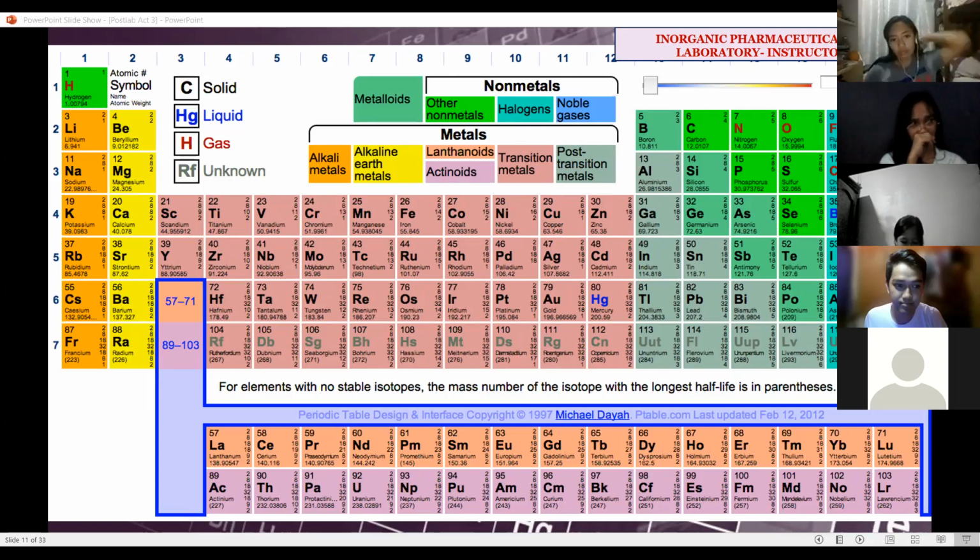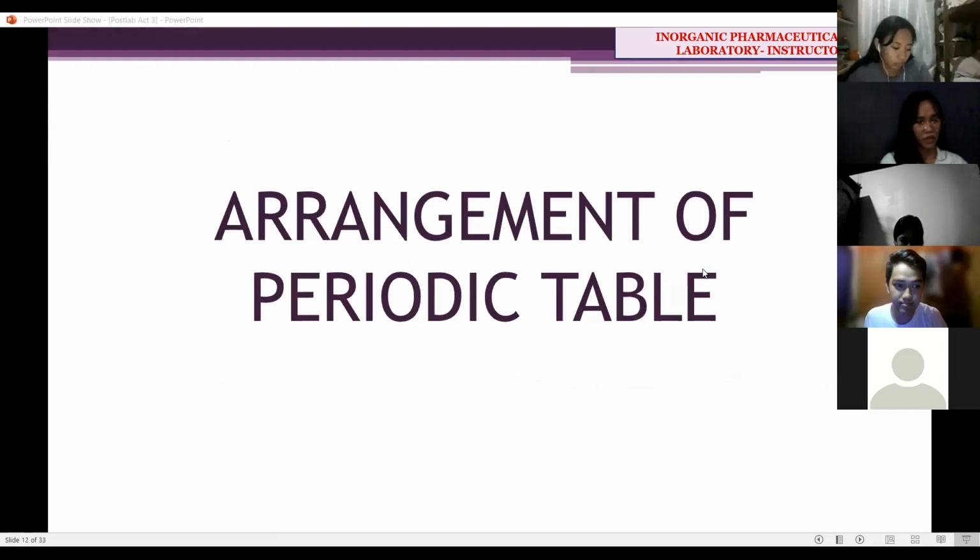But nevertheless, we don't know sa future basig naa pay makadiscover og new element, and pwede pa magbago ang ato ang periodic table. Basig kamo to makadiscover og bagong elements, it will be named after you and it will be placed here in the periodic table. So mabago na ang nawong sa ato ang periodic table.